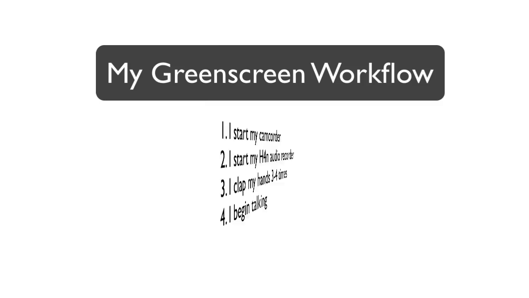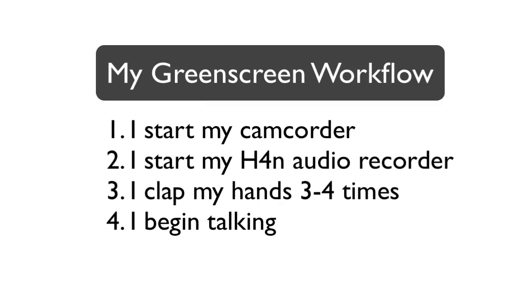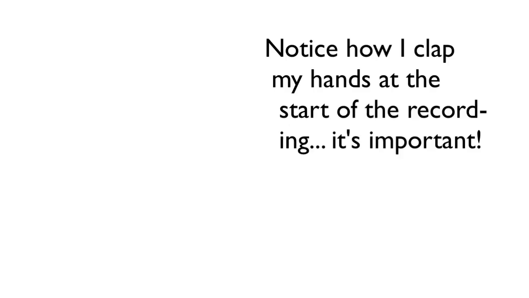Here's the workflow I use in green screen recording. First I start my camcorder, then I start my H4n Pro audio recorder, and I have a lavalier mic going from my audio recorder up to the collar on my shirt. Then I clap my hands 3 to 4 times, I'll show you why in a second, and then I begin talking.